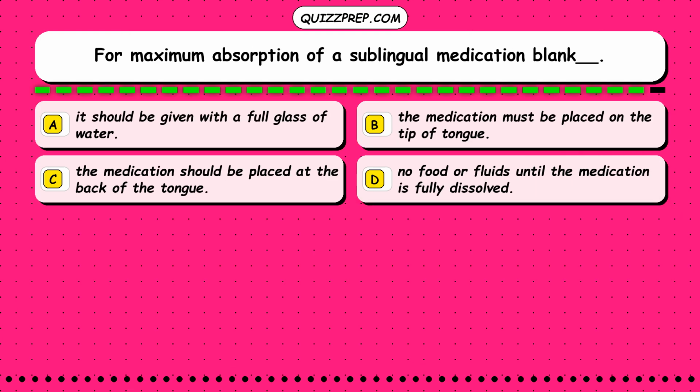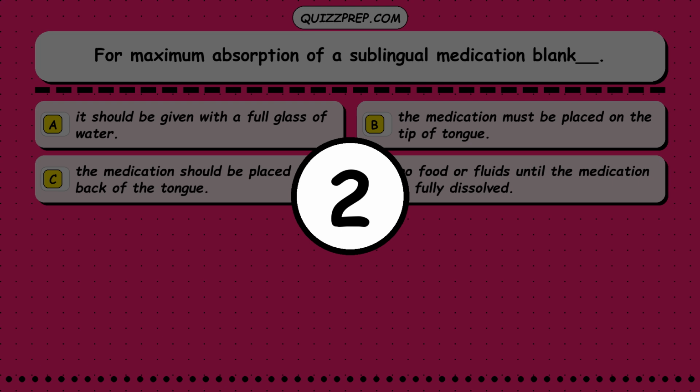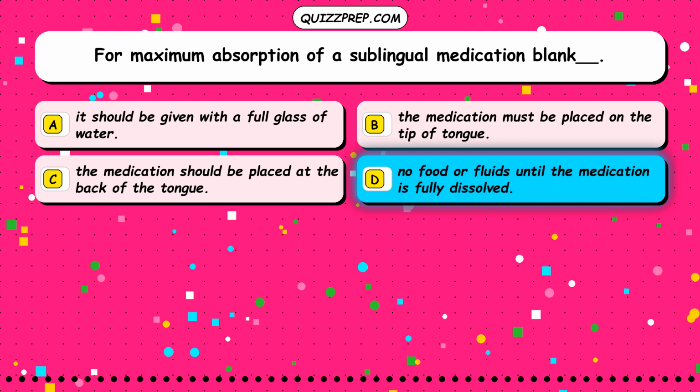Question 78. For maximum absorption of a sublingual medication, Option A, it should be given with a full glass of water. Option B, the medication must be placed on the tip of the tongue. Option C, the medication should be placed at the back of the tongue. Option D, no food or fluids until the medication is fully dissolved. The correct answer is option D, no food or fluids until the medication is fully dissolved.